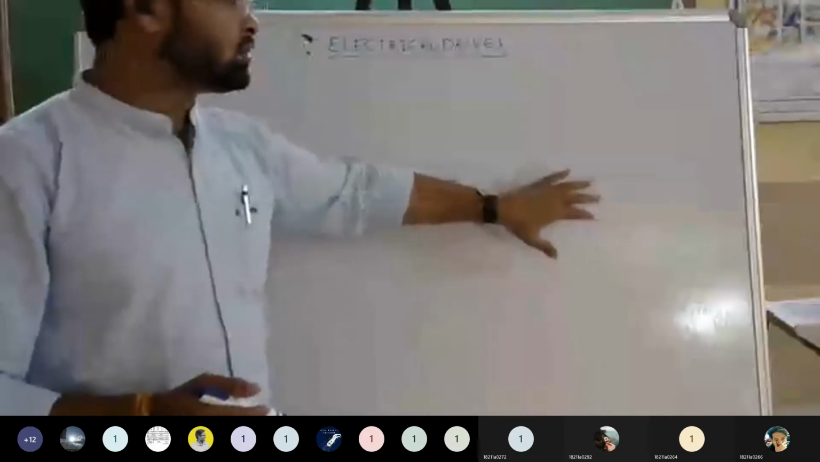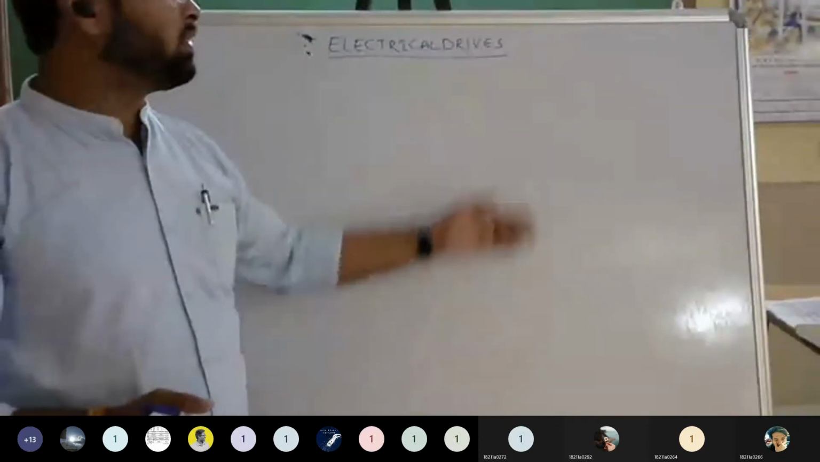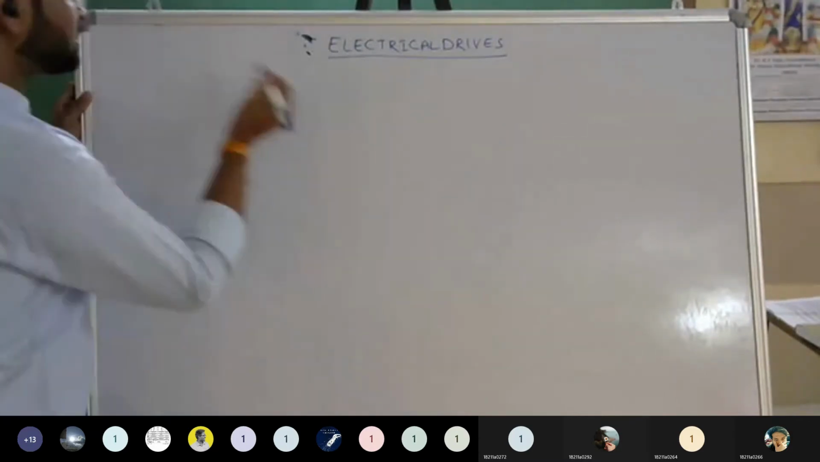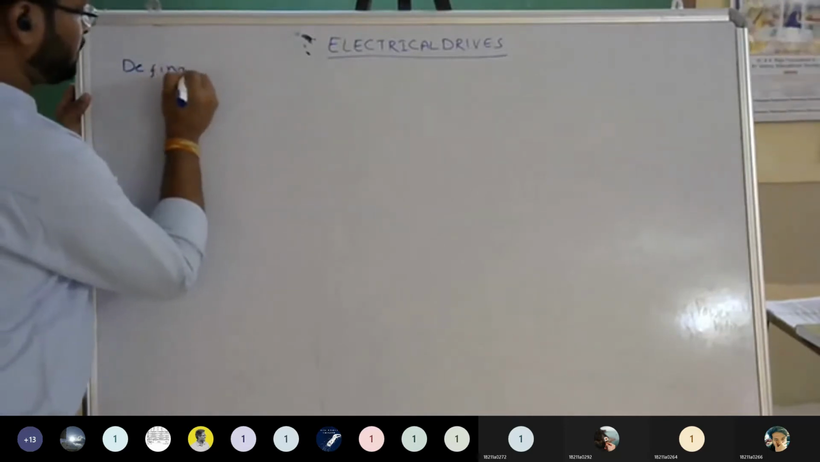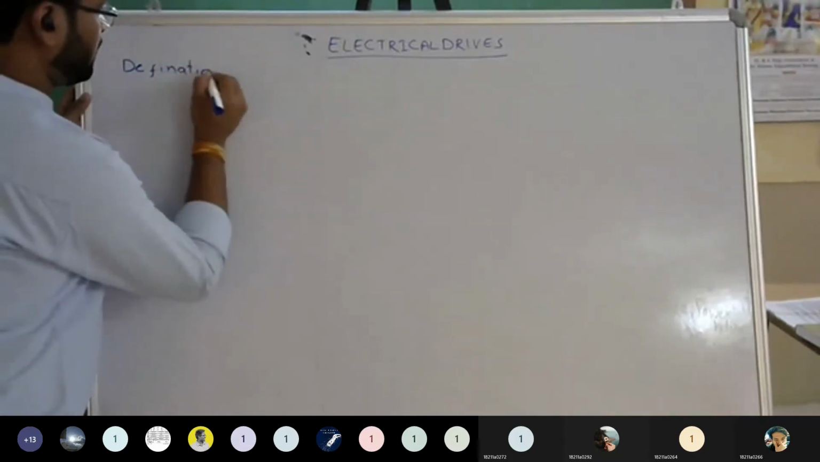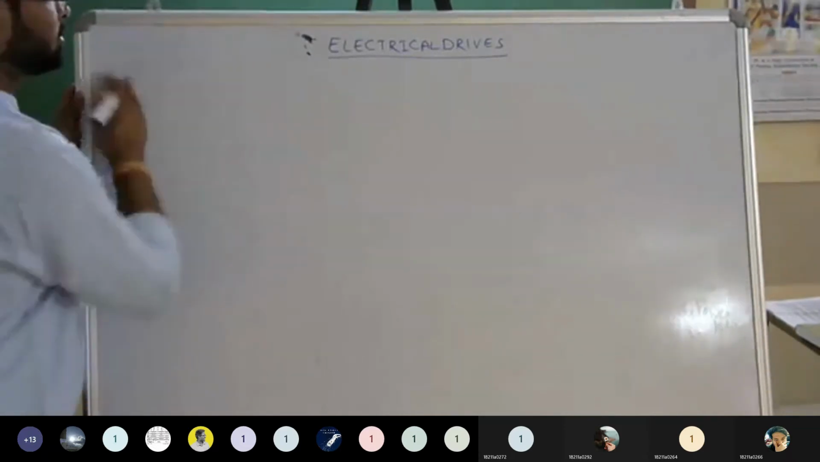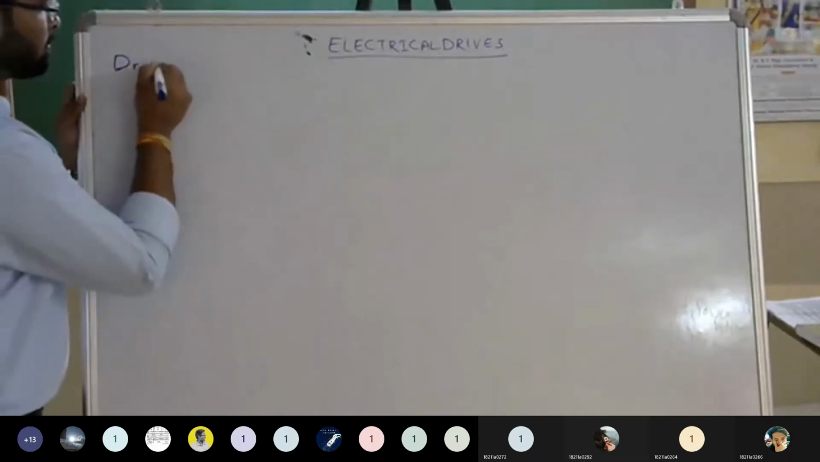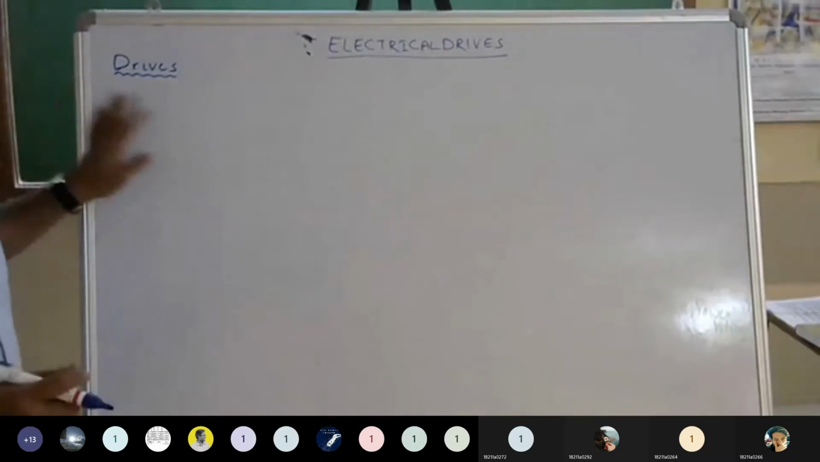And then what are the advantages and what are the disadvantages? And then what are the types of drives? So first we'll go with the definition. What is the definition? So here I will write first the definition of drives. So what is the drives?